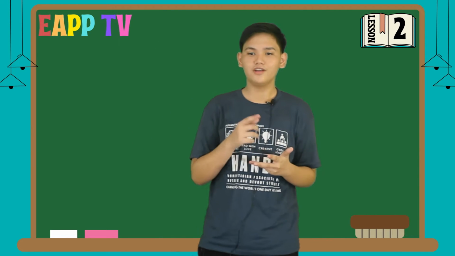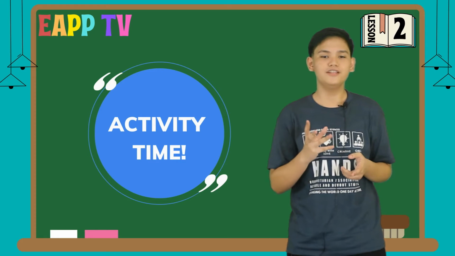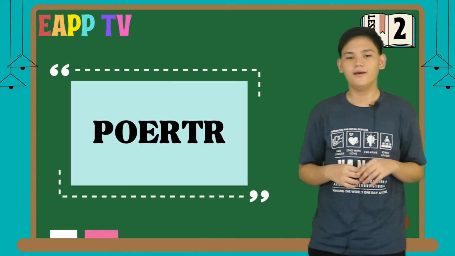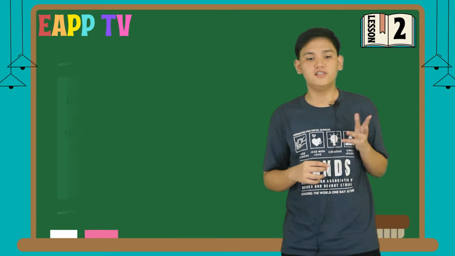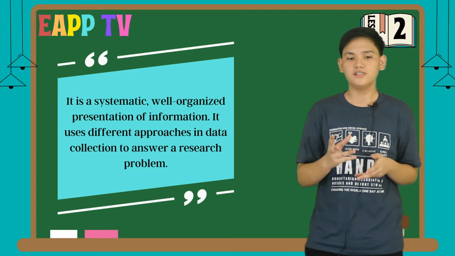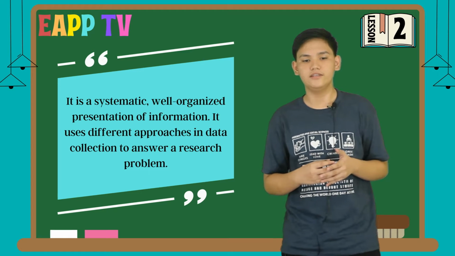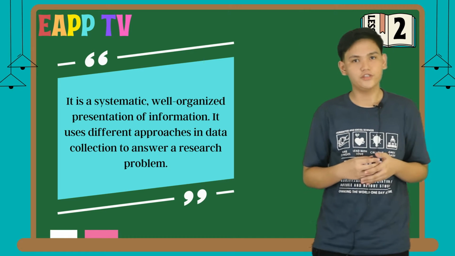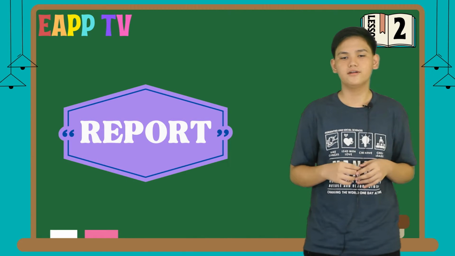Before we proceed on our topic, let's have a short game. What do you think are the scrambled letters? Number 1, P-O-E-R-T-R. It is a systematic, well-organized presentation of information. It uses different approaches in data collection to answer a research problem. You're right. The answer is report.